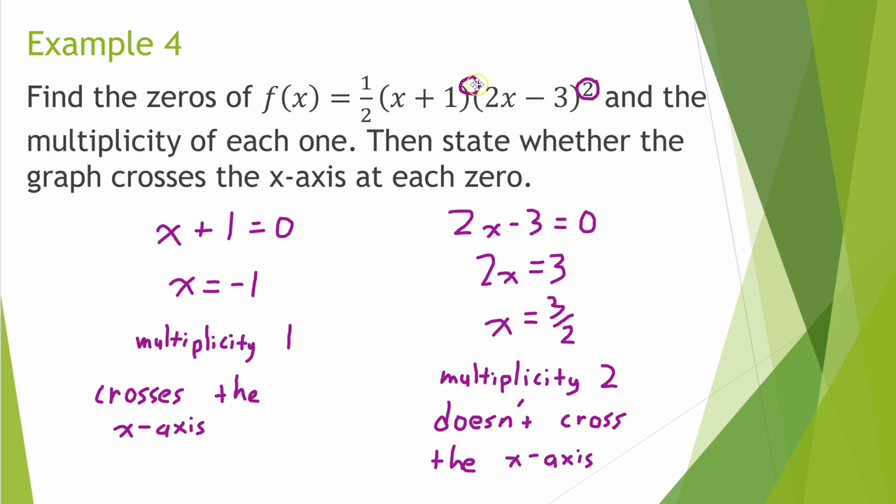So here I've written in, based on those exponents, that the first solution had a multiplicity of 1, based on that factor having an exponent of 1, and the second factor had a multiplicity of 2, based on that factor having an exponent of 2. And whenever the multiplicity is an odd number, you will say that the graph crosses the x-axis at that x value, -1 in this case. And whenever you have an even number for the multiplicity, you'll say that the graph does not cross the x-axis at that x value.